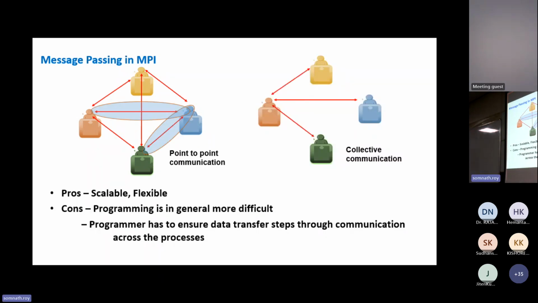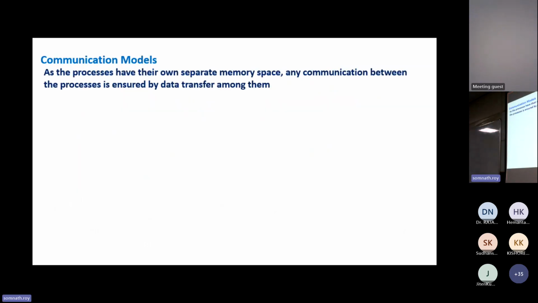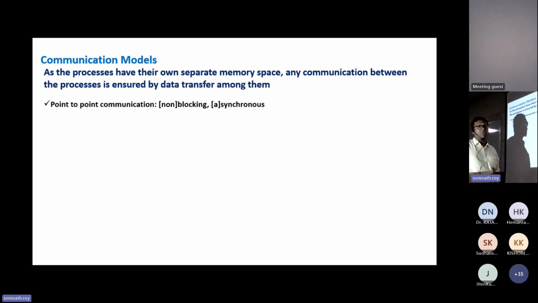And another way of communication we say is, as the processes have their own separate memory space, any communication between the processes is ensured by data transfer. There are two different communication models. One is point-to-point communication, where each process sends data to another process or receives data from one process. This can be done in two ways. One is blocking or non-blocking.